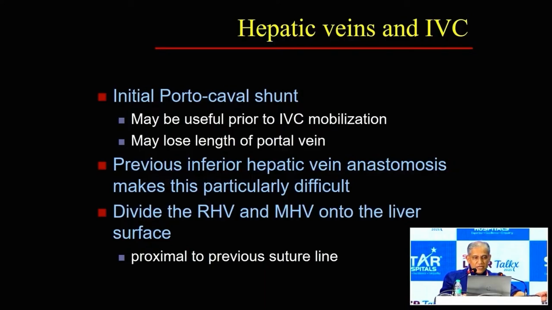So divide the RHV and MHV onto the liver surface, proximal to the suture away from the cava, and then take the sutures off for the anastomosis. Otherwise, you may end up being short on the IVC.